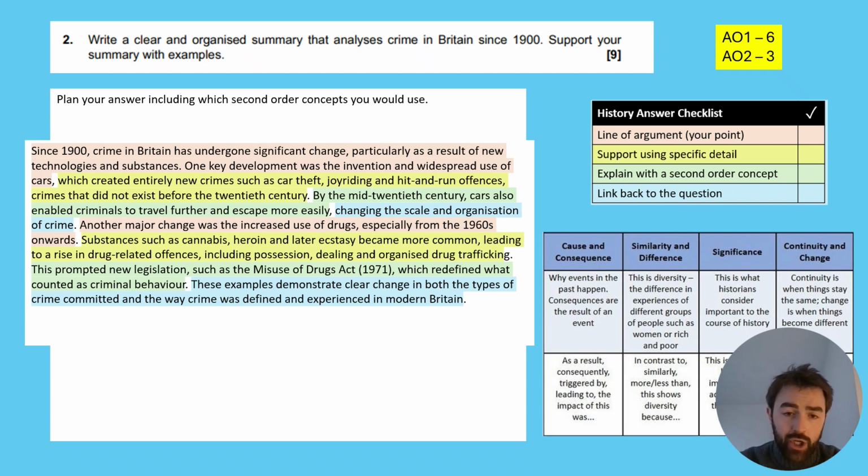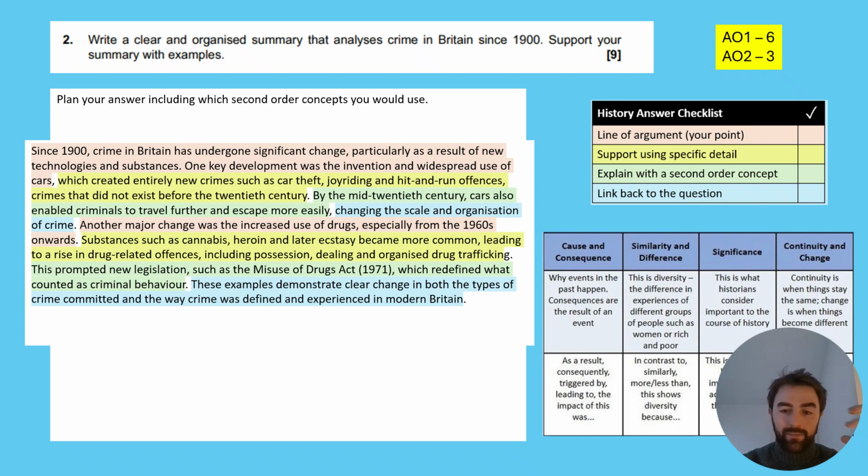It says another major change was the increased use of drugs, especially from the 1960s onwards. Great line of argument, and then supported with specific detail. Substances such as cannabis, heroin, and later ecstasy became more common, leading to a rise in drug-related offences, including possession, dealing, and organised drug trafficking. Great specific detail, and in fairness, that last part there is actually a second order concept, the bit where it says leading to a rise in drug-related offences. This here is a second order concept.